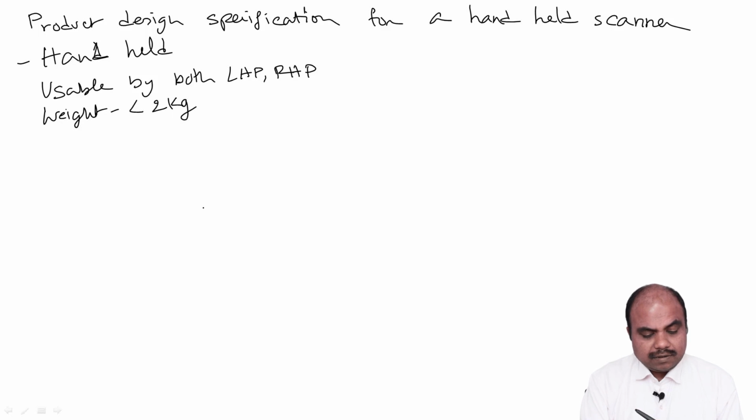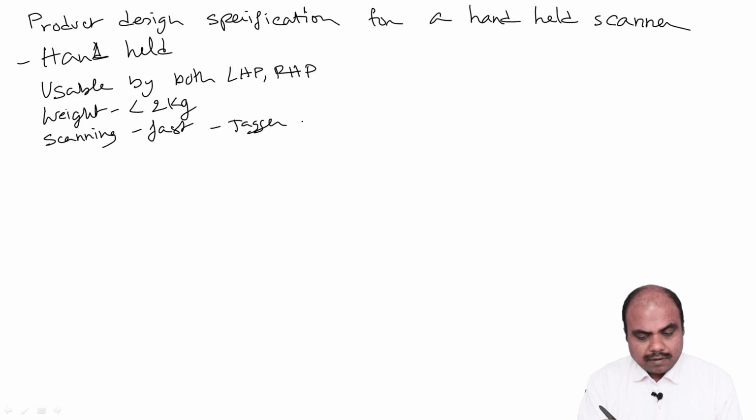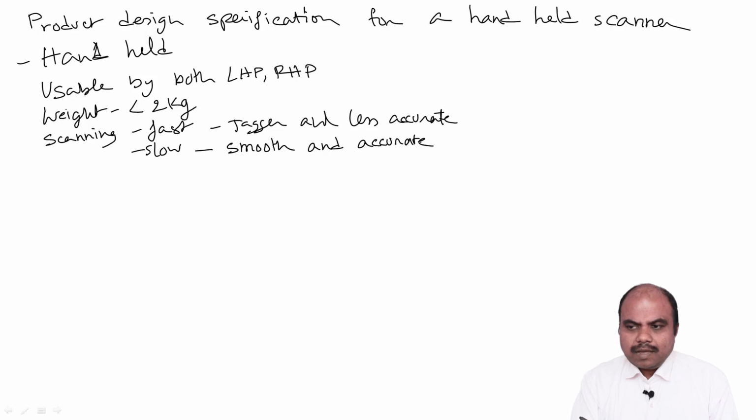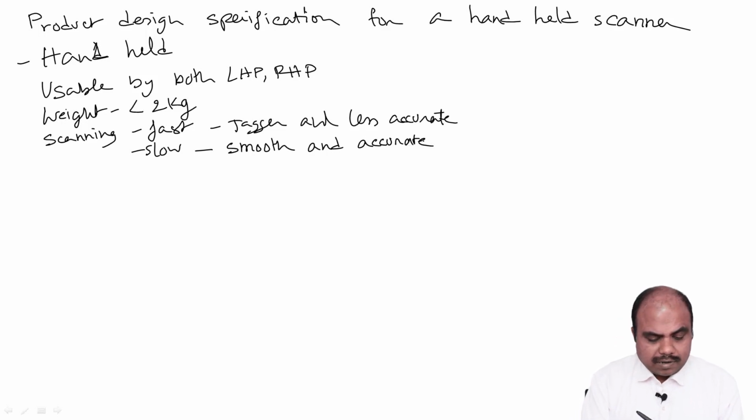Then scanning speed. Scanning fast, it should be jagged and less; scanning slow, it should be smooth and accurate. And then there should be some anti-check algorithm.